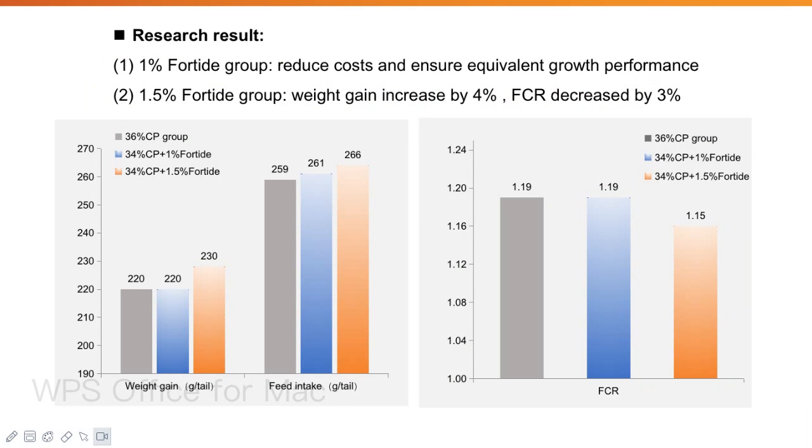We can see the research result for the 1% Fortide group is that it has a lower cost of feed while having equivalent growth performance as the control group. For the 1.5% Fortide group, there is an increase in the weight gain by 4% and a decrease in the FCR by 3%.